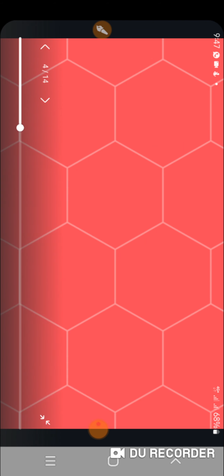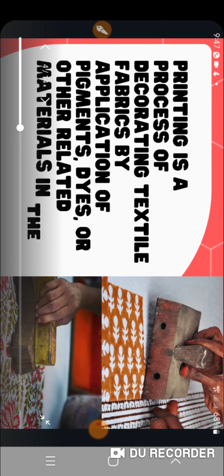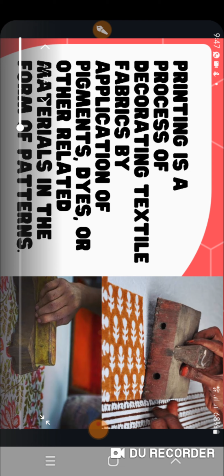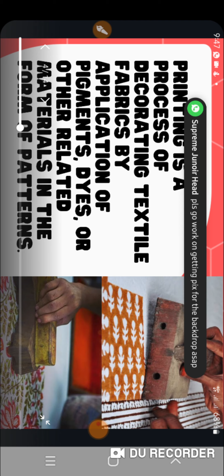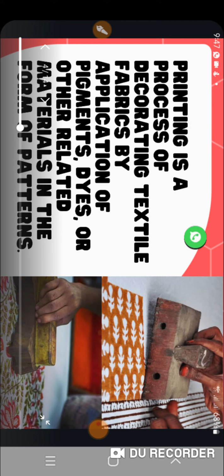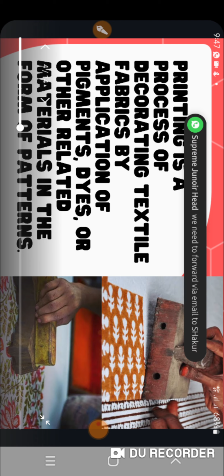Now, the last one is called a print or printing. What's printing? Printing is a process of decorating textile fabric. Yes, that's how you make Ankara. It's the process of decorating textile fabric by application of pigment. What's pigment? Color.